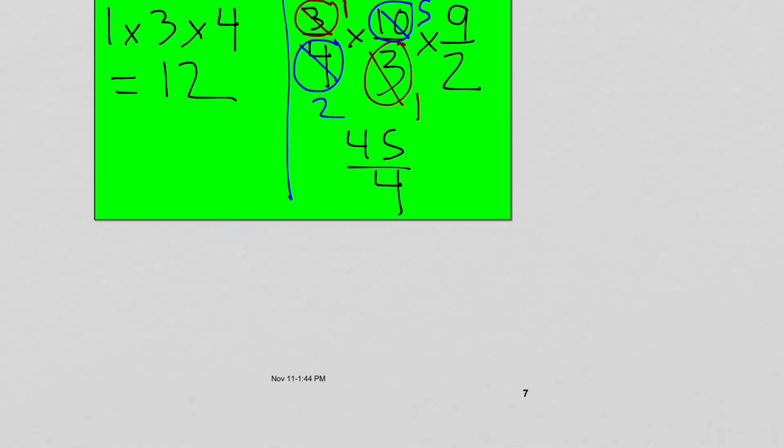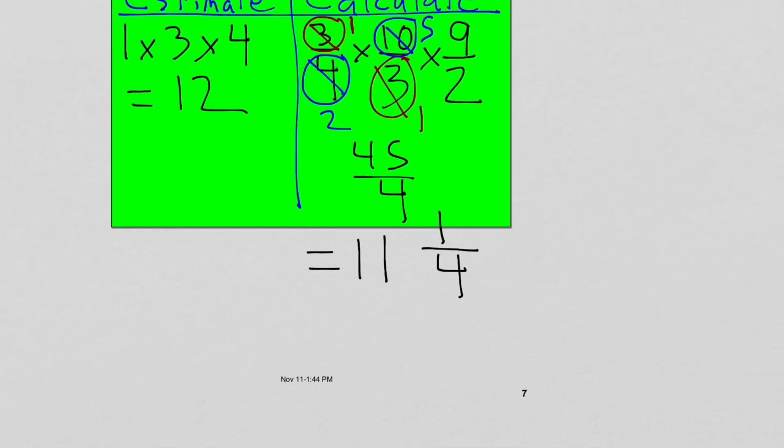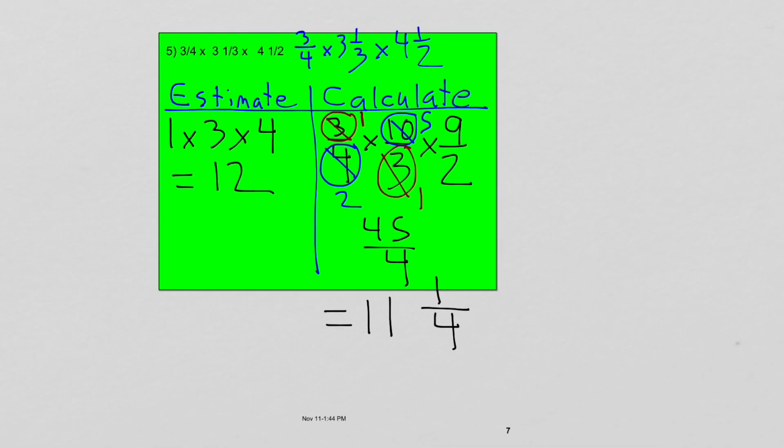Got a pretty big improper fraction there, but my estimate will help us. My answer has to be somewhere around 12. Hey, I know 4 will go into 45 11 times. 11 times 4 is 44, so there's 1 left over out of 4. So that's how you estimate and calculate using multiplying mixed numbers.